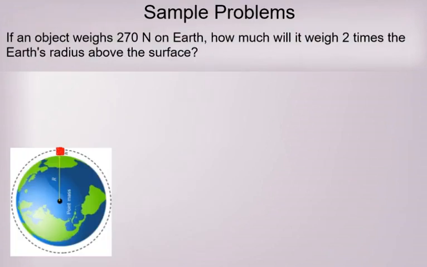Let's see what I mean by this. Suppose I have some object that on the surface of the Earth, the amount of gravitational force between the object and the Earth is 270 newtons. Again, that's going to be when it's on the surface of the Earth.